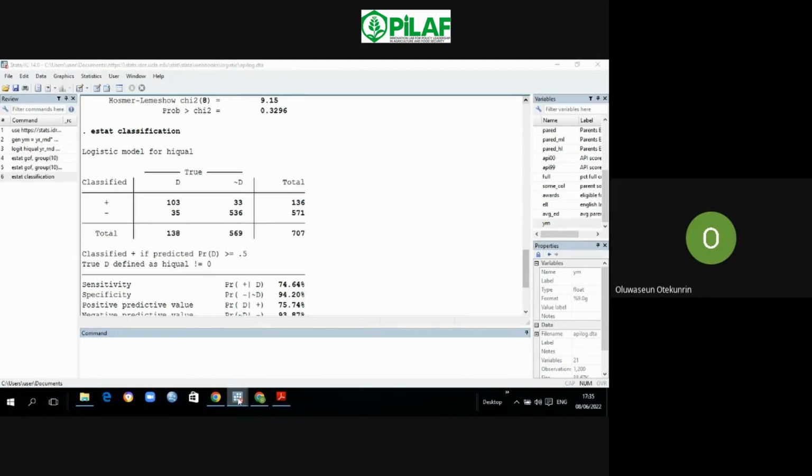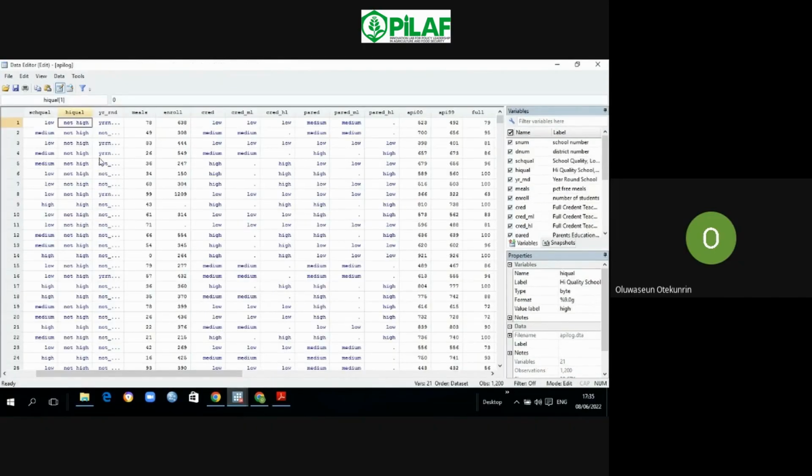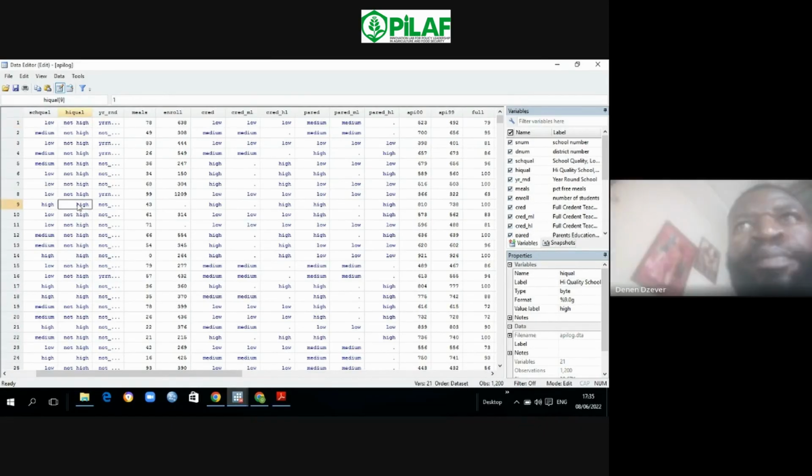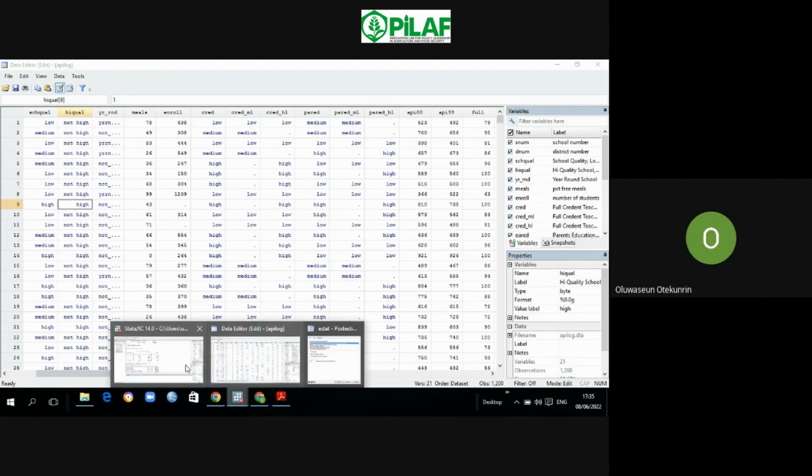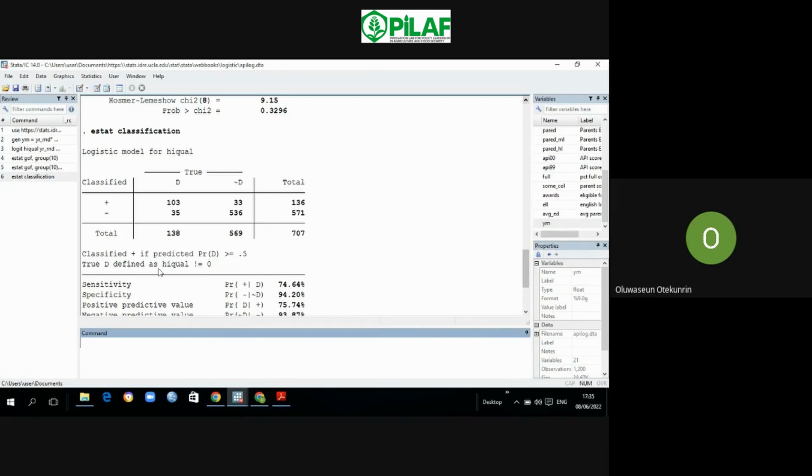Let's check our data editor. If we check our data editor, look at that variable. If you check that, you can see that you have two categories there, not high and high. Not high is 0 and high is 1. So it means that from that table, true D defined as not equal to 0 means that this D is the 1 or the plus, and the other one is the negative or the 0.